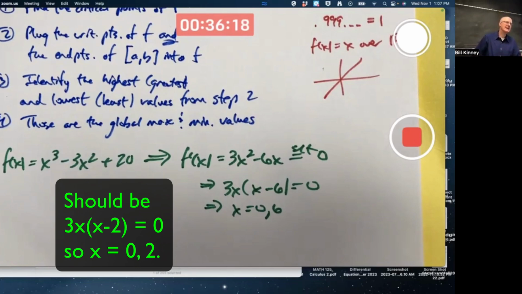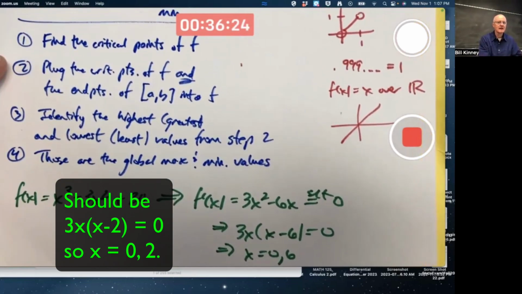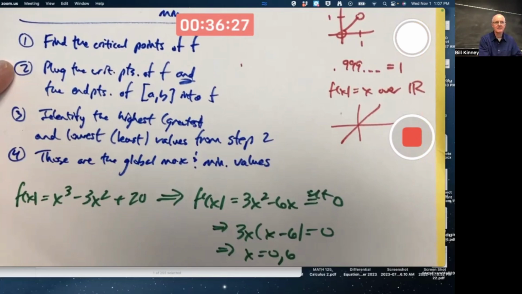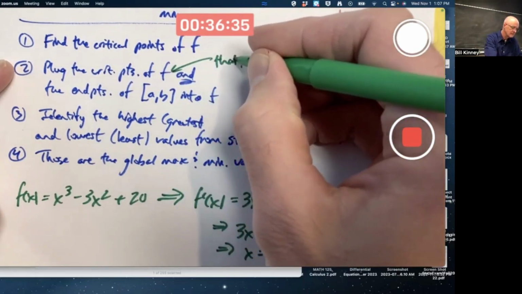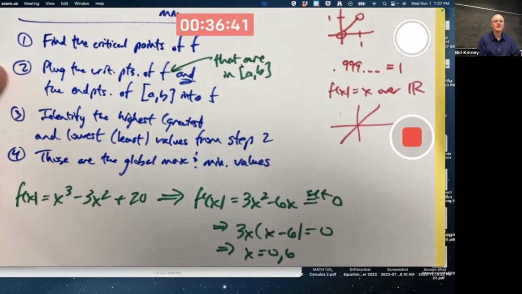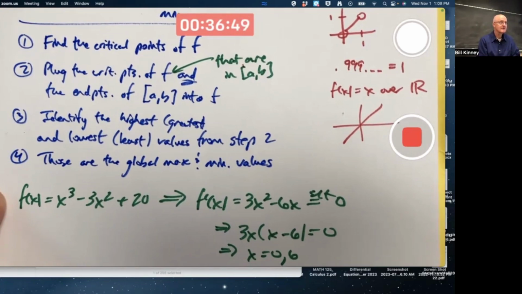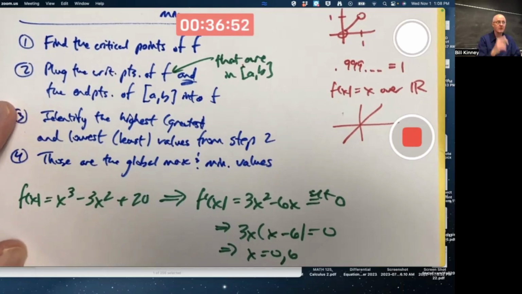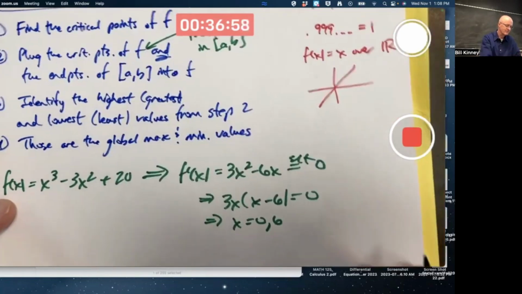Which reminds me, I need a caveat in my algorithm. In step 2, I should have also said plug the critical points of f that are in the interval. Yes, you could find all the critical points of f if you want, but you only want to work with the ones that are in the interval that you're talking about. Question? Yes, thank you.